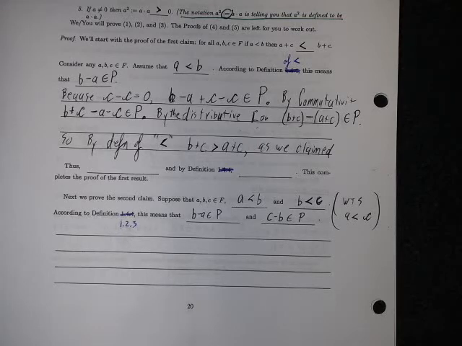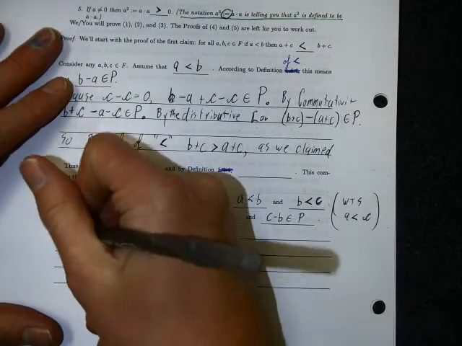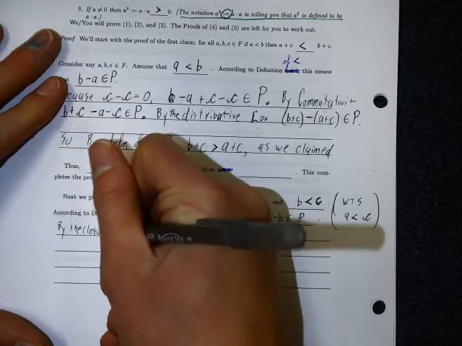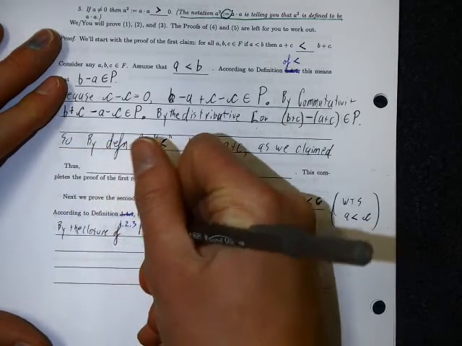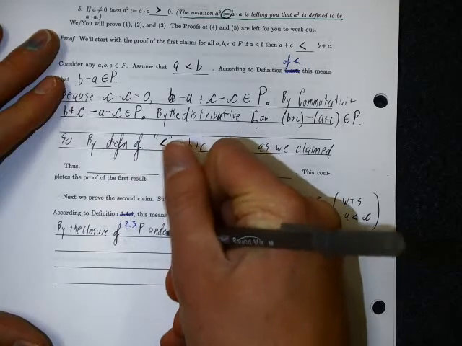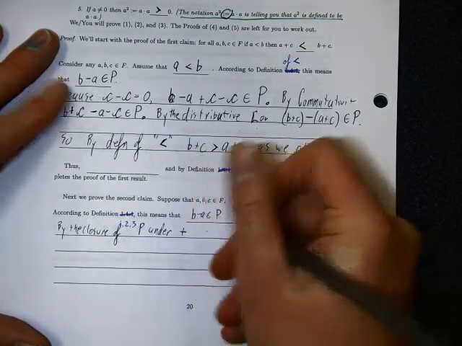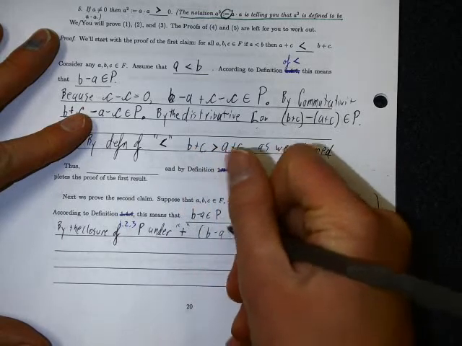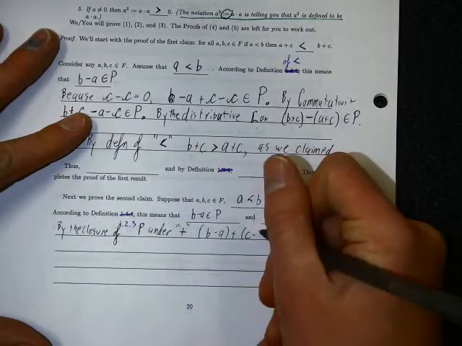Because you know they're both positive, can you add them together to get there? Yeah. So by the closure of P under addition, B minus A plus C minus B is in P.